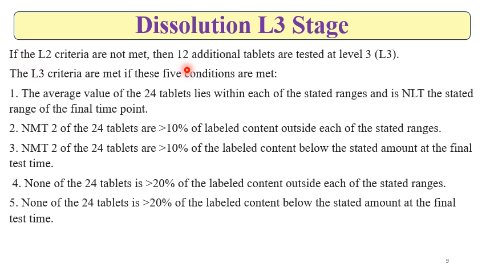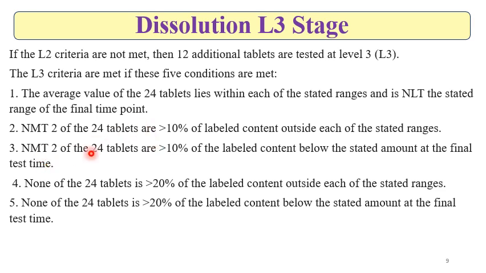So if the L2 criteria are not met, then 12 additional tablets are tested at L3. The L3 criteria are met if these 5 conditions are met. And what are those 5 conditions? The average value of 24 tablets lies within each of the stated ranges and is not less than the stated range at the final time point. Then not more than 2 of the 24 tablets. In L2 stage it was no unit. That means no unit was less than 10%. Here not more than 2 units out of 24 tablets.